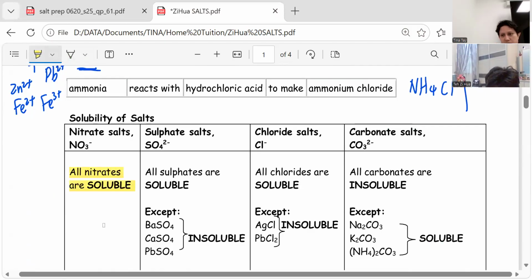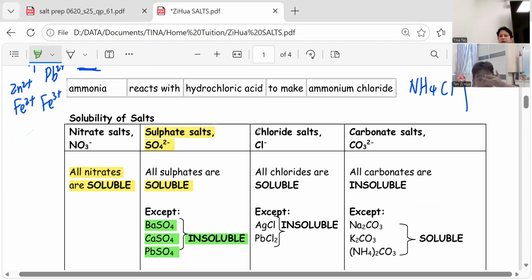That means they can dissolve in water. Okay? All sulfates are soluble. That means sodium sulfate, zinc sulfate, ammonium sulfate, they're all soluble. However, there are insoluble sulfates. So you need to remember these three. The three insoluble sulfates are barium, calcium, and lead. That means only these three are insoluble in water.